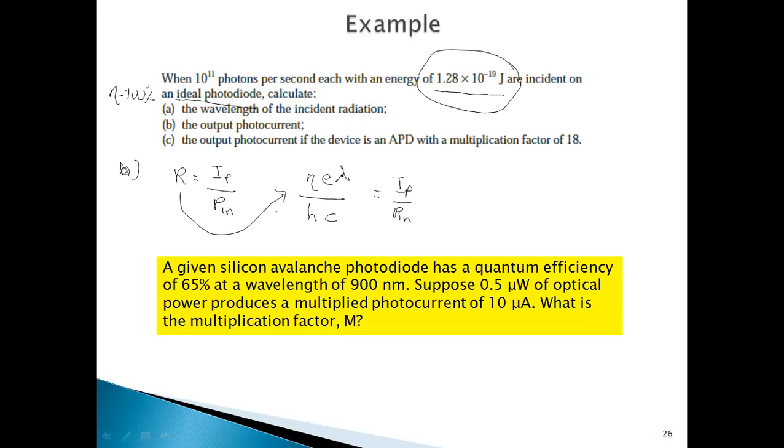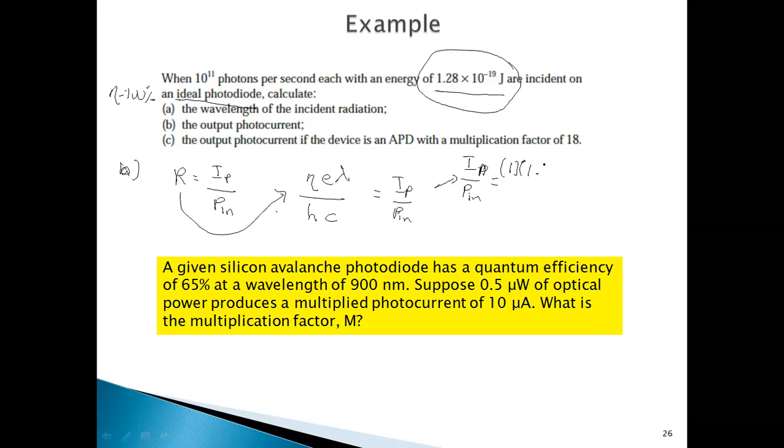Lambda is from what we have done previously. H is known and C is known. We can then calculate this ratio of photocurrent divided by the input optical power. From this equation, the IP over the P in will be calculated, with the quantum efficiency of 100%, so we just use 1.